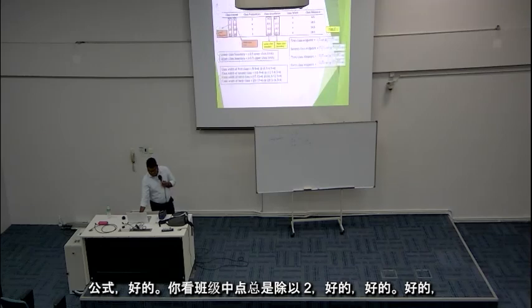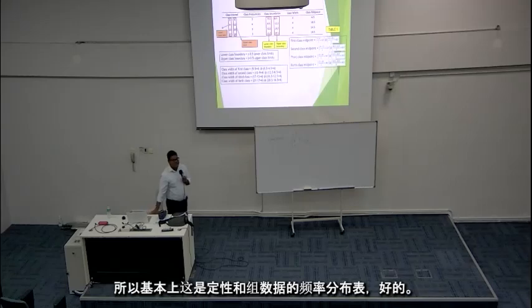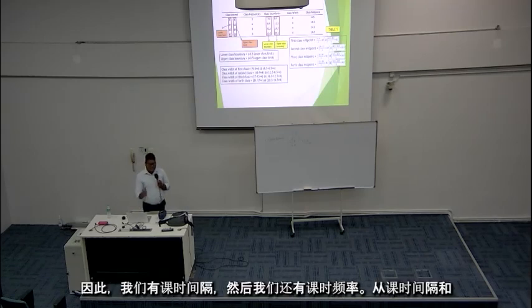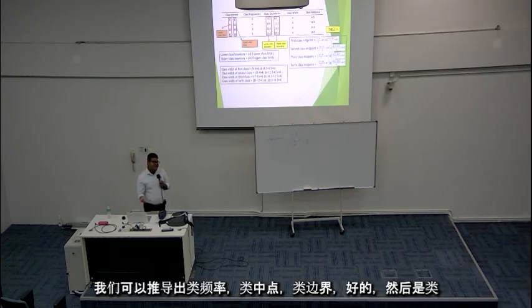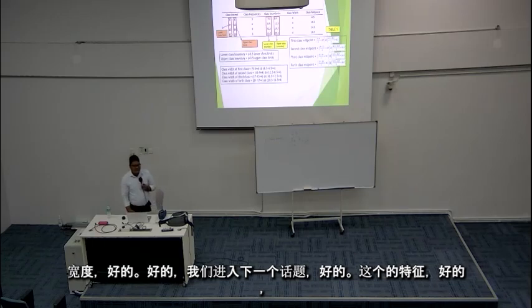So this is the frequency distribution table for quantitative and group data. We have the class interval and the class frequency, and from these we can derive the class midpoint, class boundary, and class width. Now we move to the next topic.